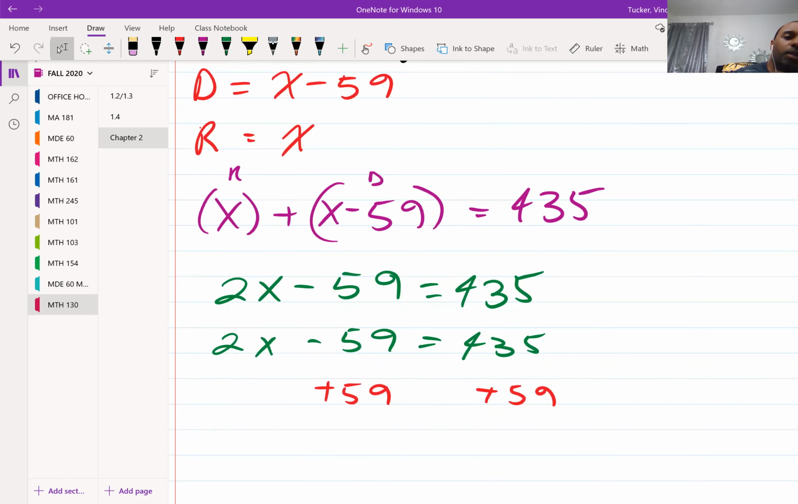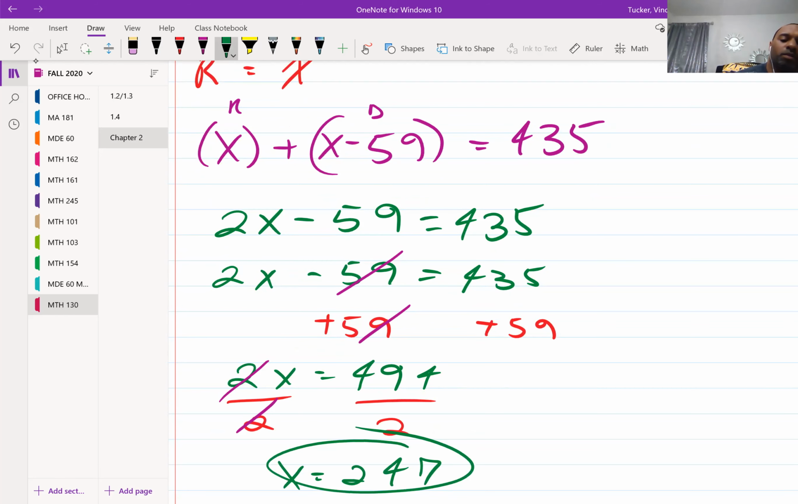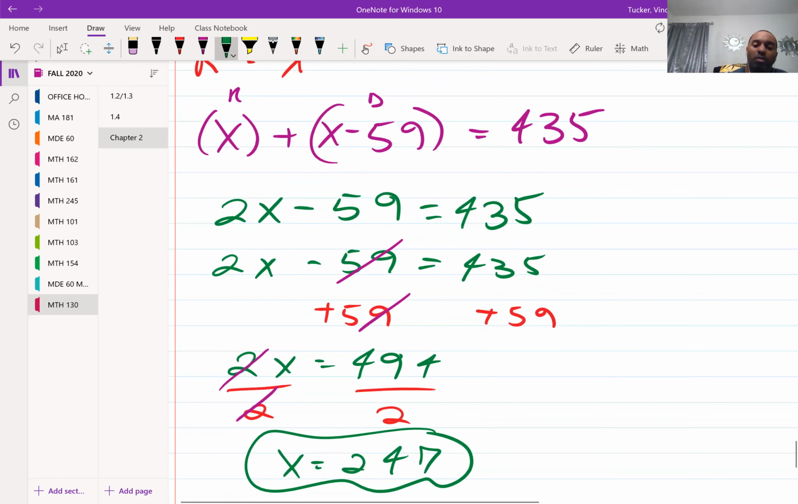All right, adding 59 to both sides. $494 divided by 2. All right, so then we'll have 247 as our solution.